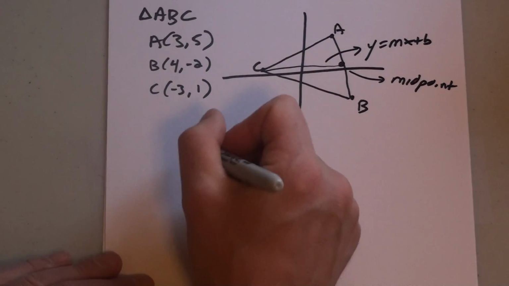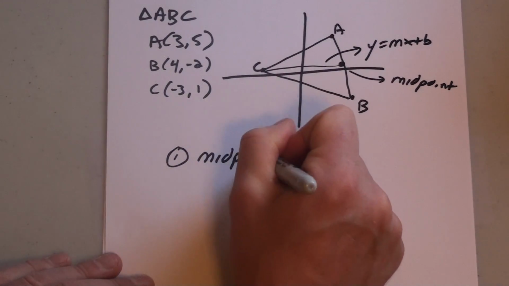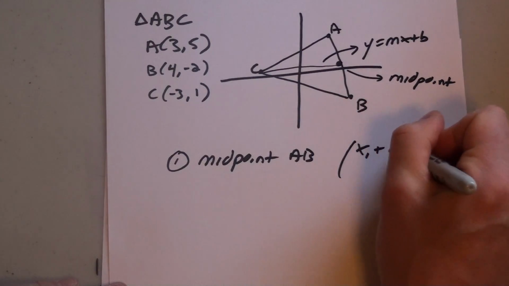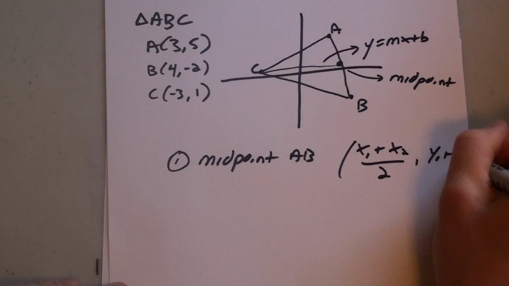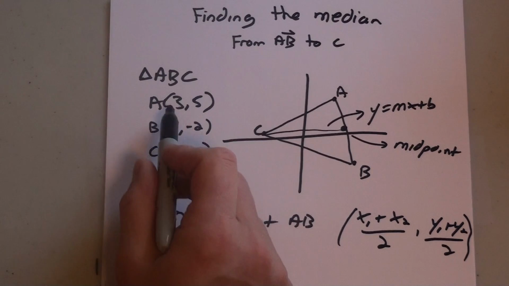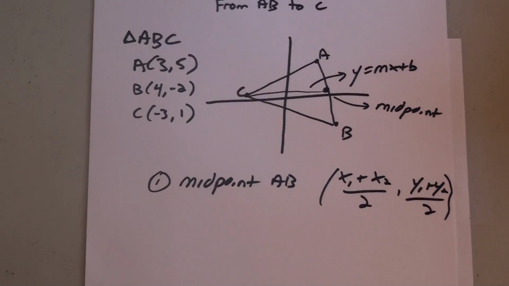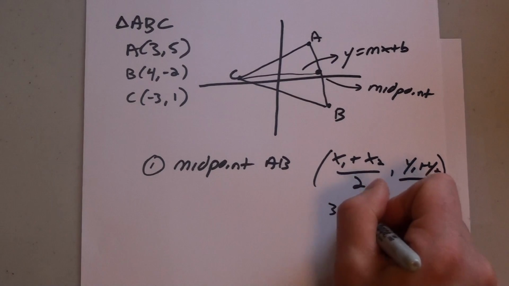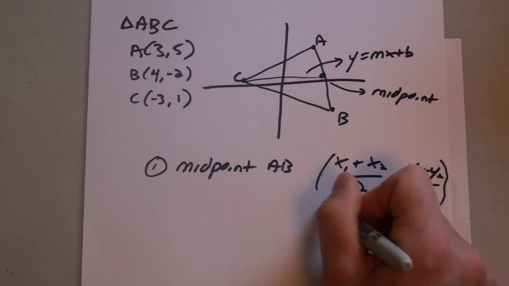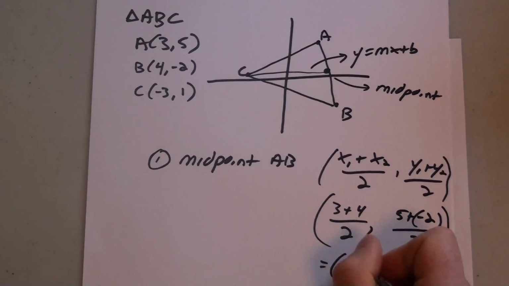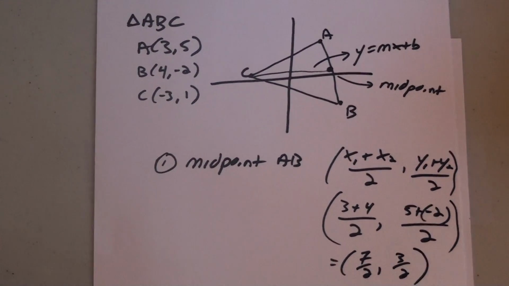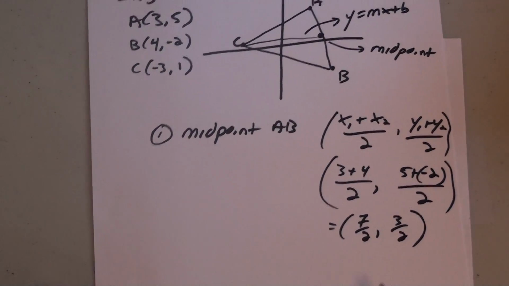So my first step, step 1, is to find the midpoint of AB. I'm going to use the formula x1 plus x2 divided by 2 and y1 plus y2 divided by 2. I have my points, A being 3, 5, and B being 4, negative 2. So I'm going to have 3 plus 4 for my x values divided by 2, and 5 plus negative 2 divided by 2 for my y values. That gives me 7 over 2 and 3 over 2. Those are my midpoint of line AB.